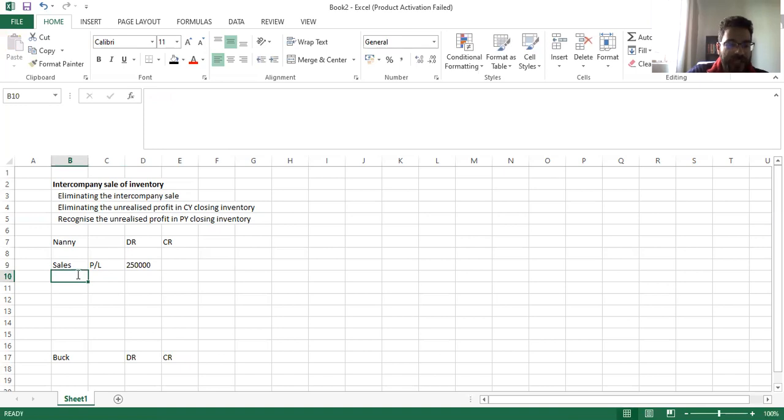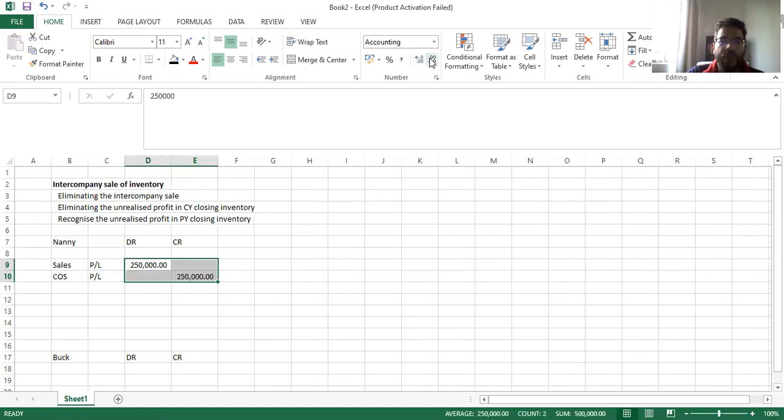The other side of this transaction goes to cost of sales, also through P&L. We will decrease cost of sales. Remember, decreasing cost of sales is decreasing an expense. A decrease in an expense increases profit or loss. An increase in profit or loss increases equity. Equity increases on the credit side. That is why we will credit cost of sales. That is what we will do if this was a parent-subsidiary relationship.